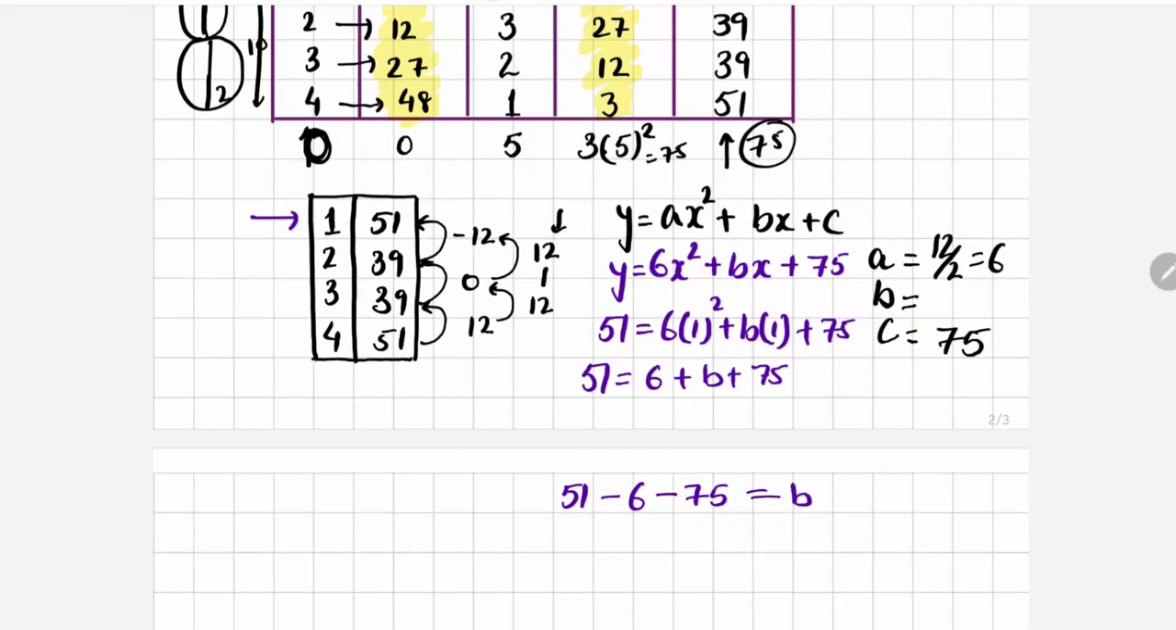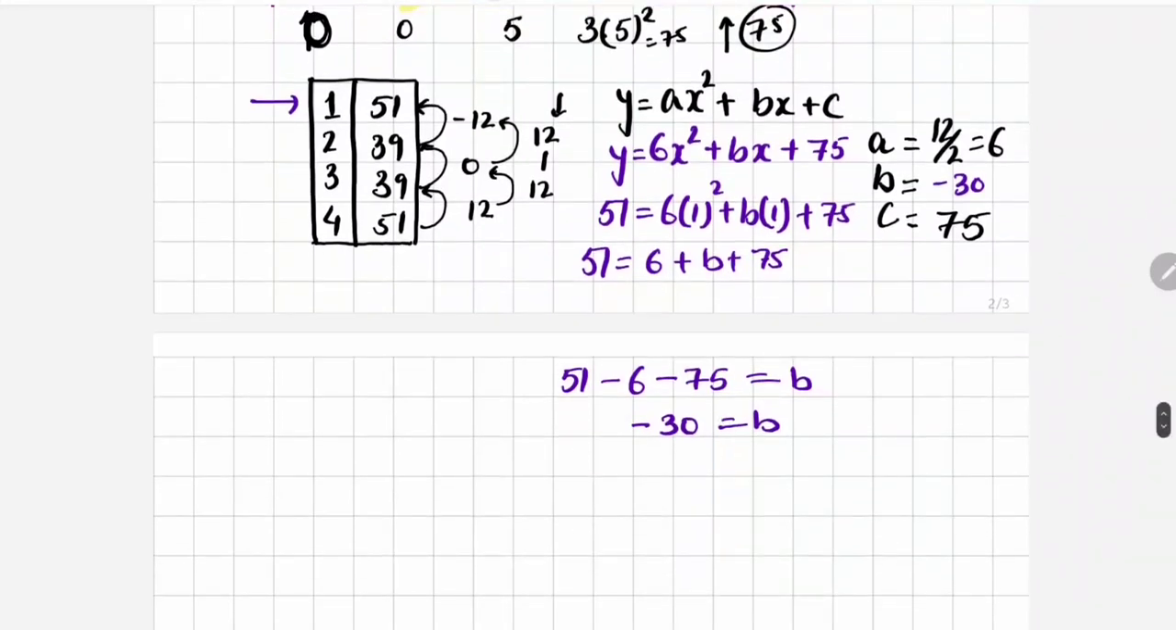So now let's do the calculation. 51 take away 6, or we can do 75 plus 6 is 81. 51 take away 81 is minus 30. So b is minus 30. Right, minus 30. So your final equation is y is equal to 6x square minus 30x plus 75. Right, so now if we want to factorize it further, we can do that.